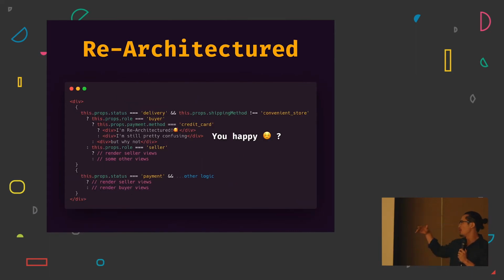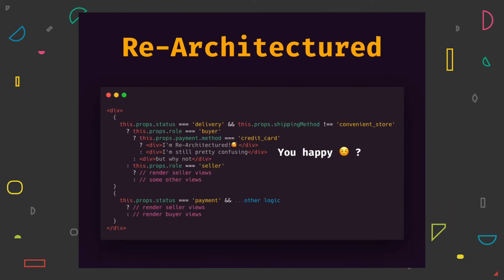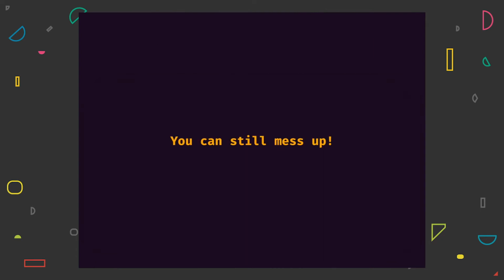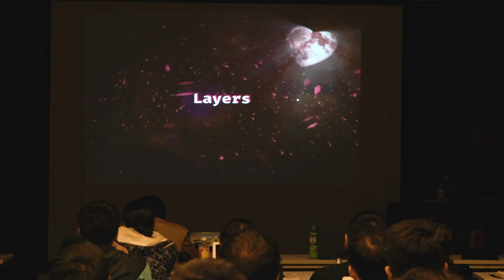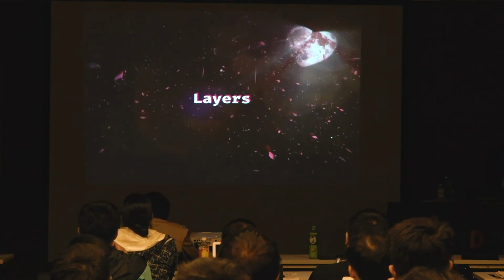and after re-architecture, you can still write code like this. It's super nested as well. And you don't feel happy after re-architecture. You can still mess up. So how can we improve this? We think it's all about layers. Programming is all about layers, right?